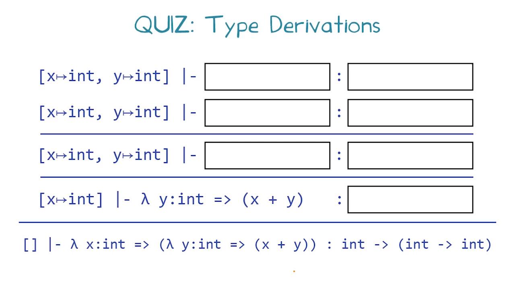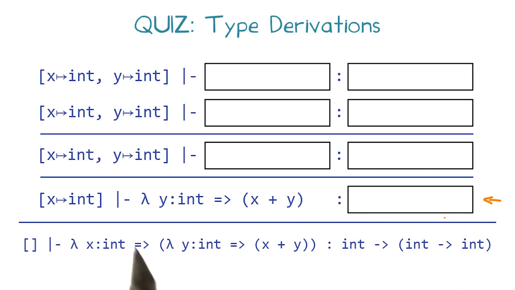Recall that in the previous quiz, you answered that the program lambda x of type int yields the function lambda y of type int yields x plus y has the type of a function mapping ints to functions from ints to ints. Let's suppose we wish to prove this type judgment under an empty environment. We take this to be the conclusion of a single derivation with the following hypothesis. Under the environment mapping x to type int, it is provable that the function lambda y of type int yields x plus y has type blank.